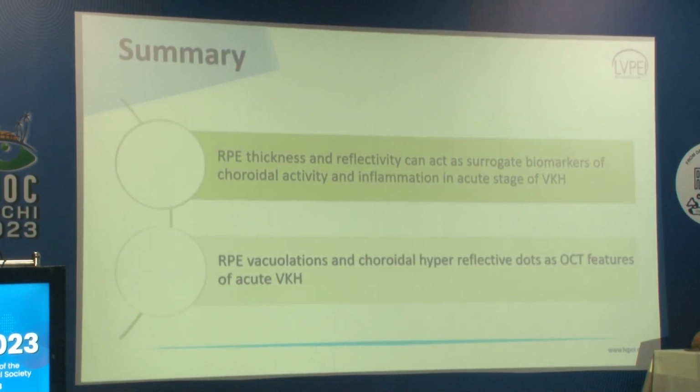So to conclude, we propose that the RPE thickness and reflectivity can act as surrogate biomarkers of choroidal activity and inflammation in the acute stage of disease, especially in conditions where, due to the intense inflammation, we may not be able to assess the choroid due to poor image quality. And we noticed that RPE evacuations and choroidal hyperreflective dots are novel OCT features seen in our cohort of VKH patients. Thank you.